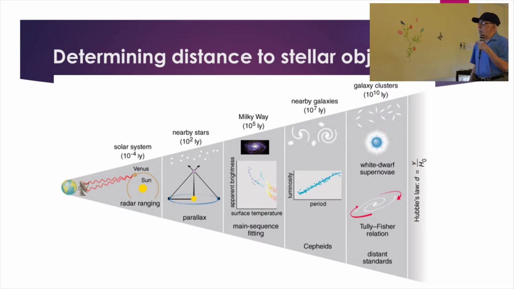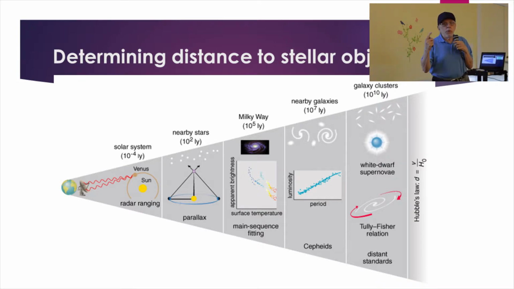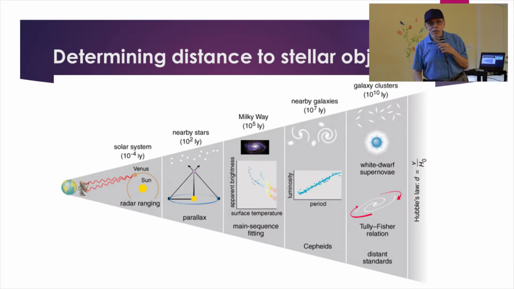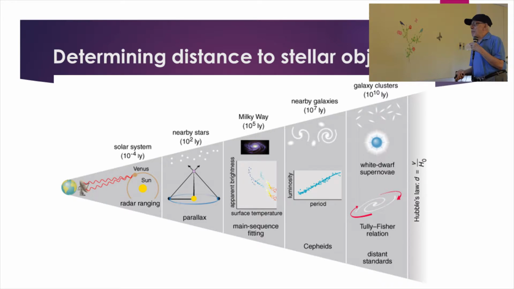And finally, for clusters, we can look at the relationship called the Tully-Fisher relation, no relation to you, I don't think, David, between the variability and the distance or the brightness of that star. So there's all these different ways that we have of measuring distance.